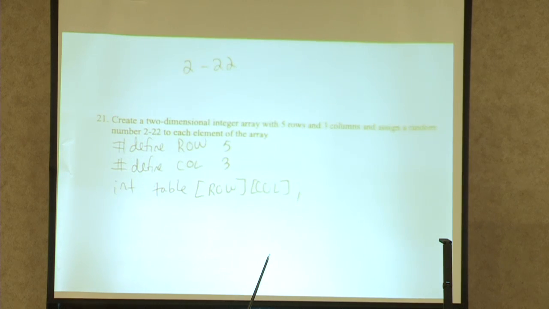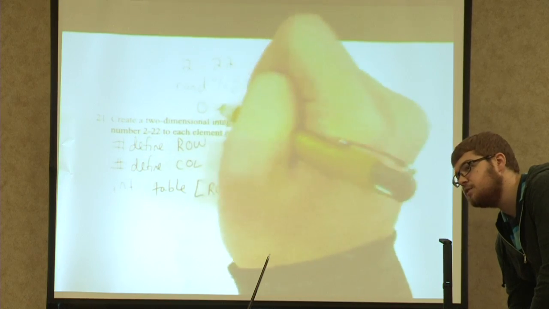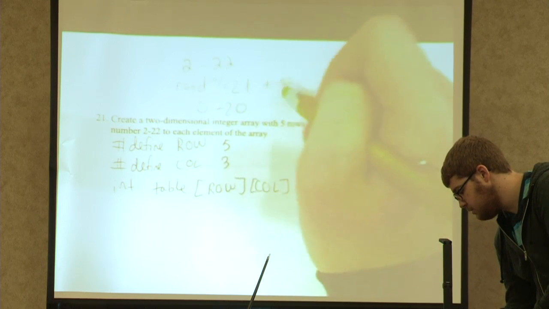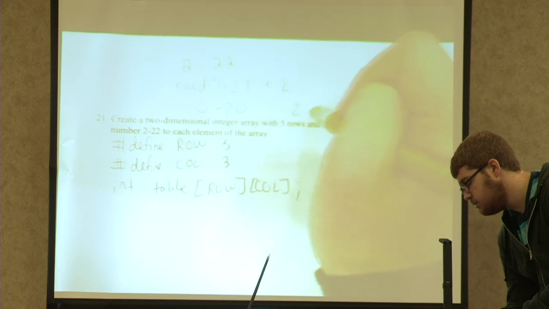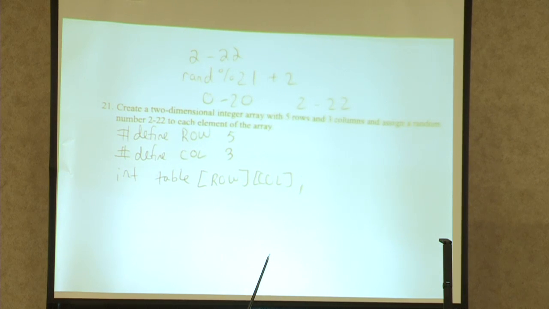How would you make a rand statement to go from 2 to 22? Say 2 plus rand 21. Perfect. So rand 21 will give you a range of 0 to what? 0 to 20, correct. And then if you plus 2 to that, it would give you 2 to 22. So we're just going to basically use that rand and then assign it to each spot in that table.